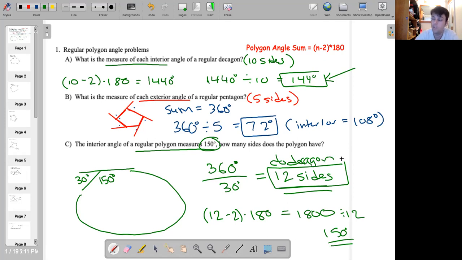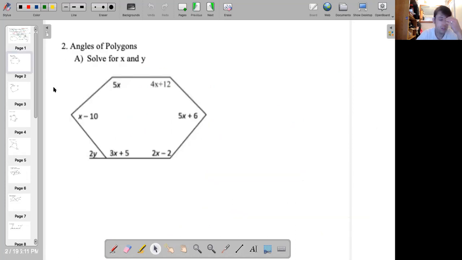Dodecagon. I think I spelled it right. All right, let's go ahead and move on to the next set, question 2. So question 2, we're dealing with the angles of polygons, again, mixtures of interior and exterior.